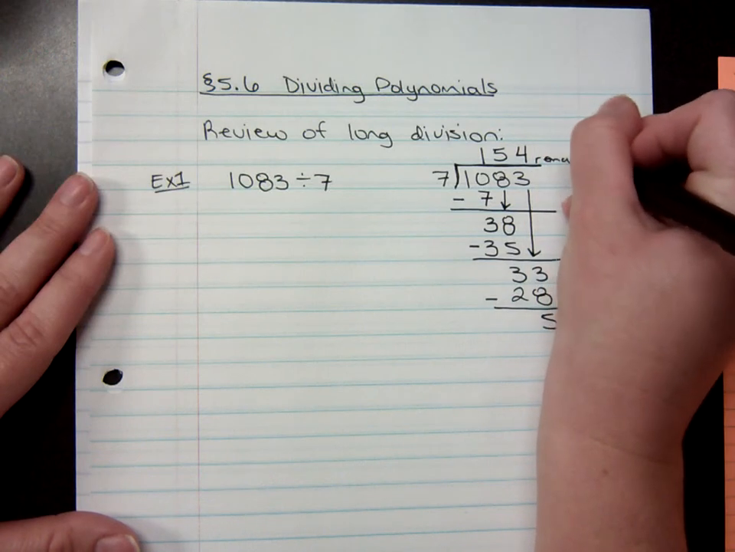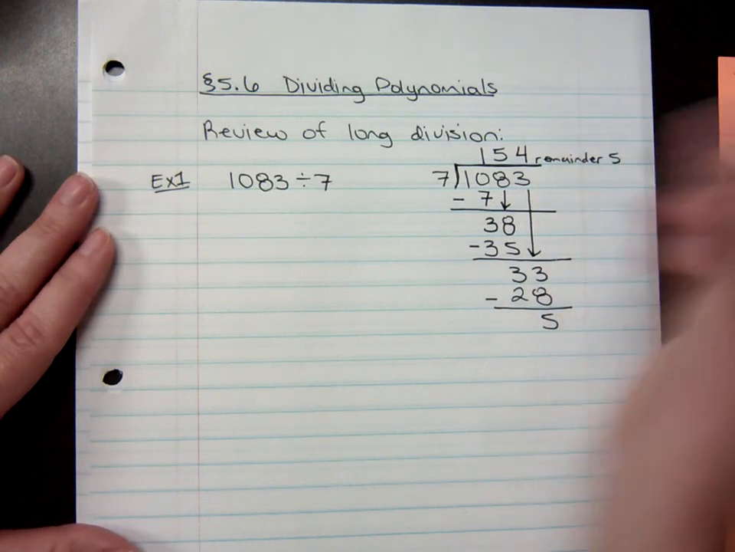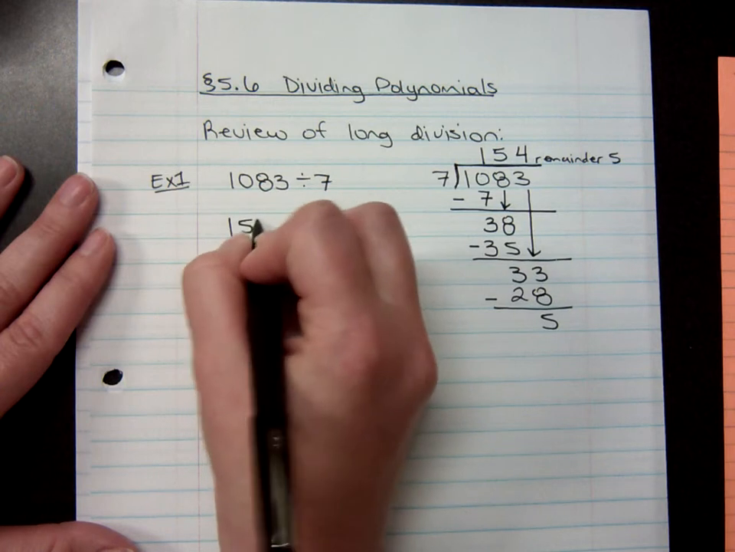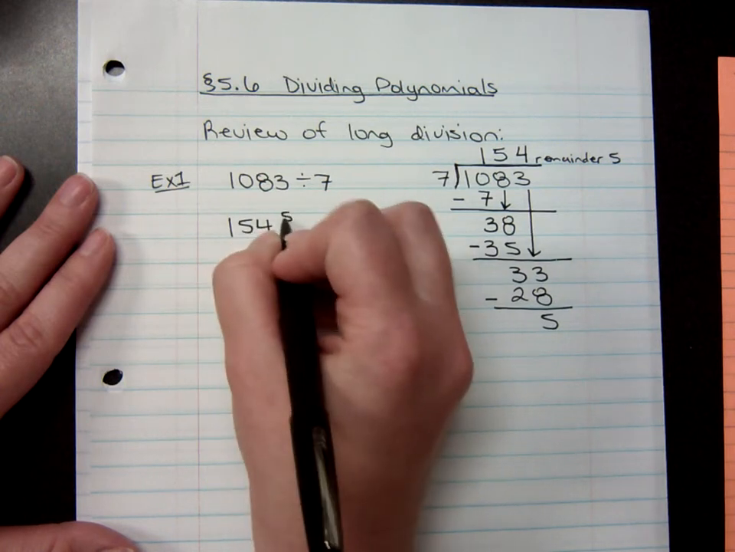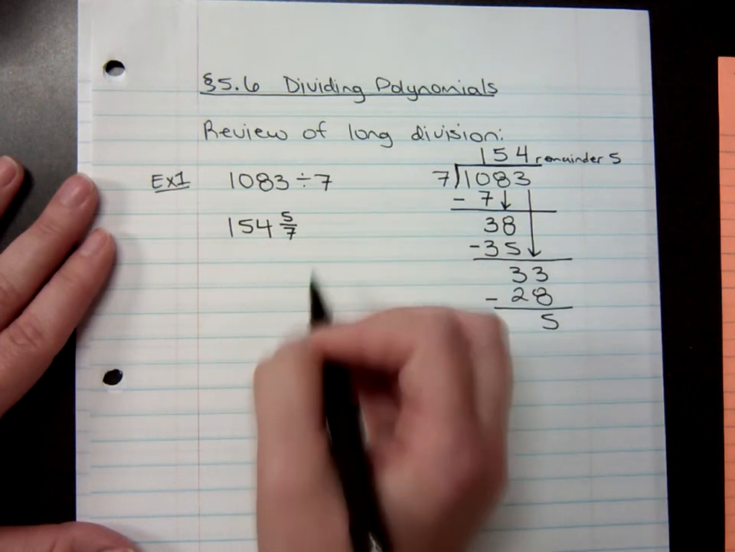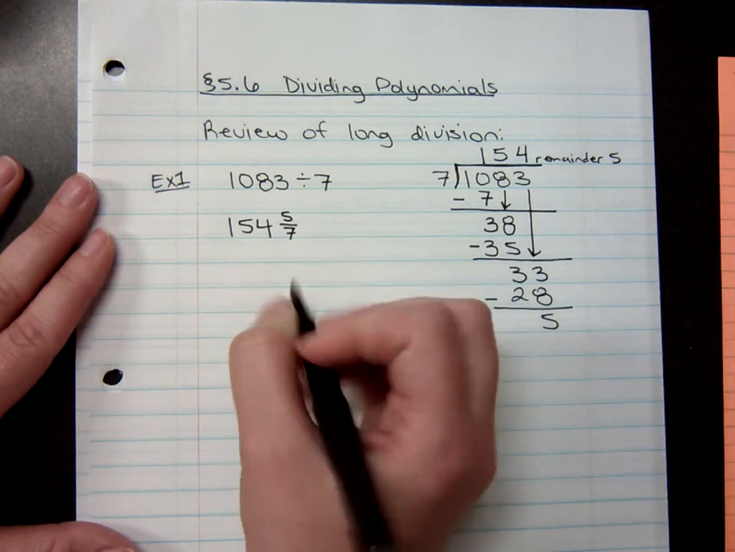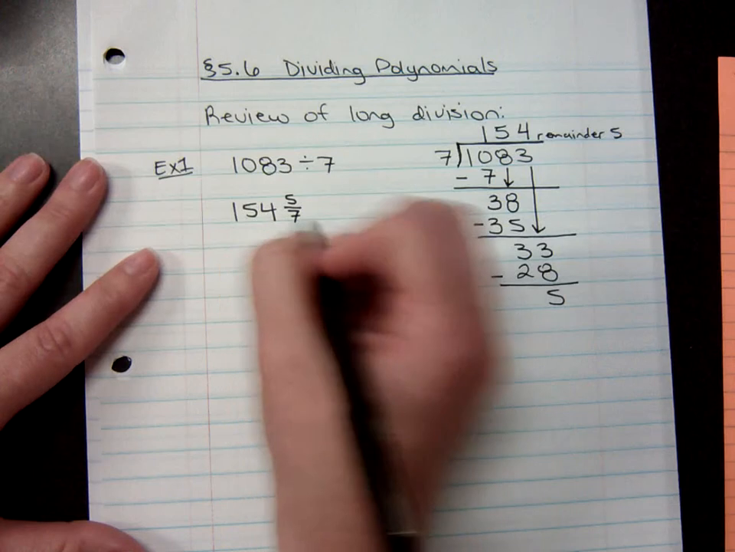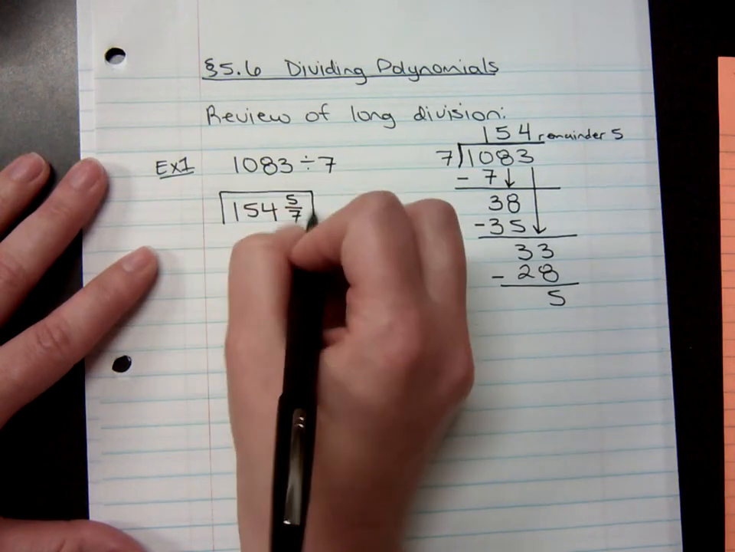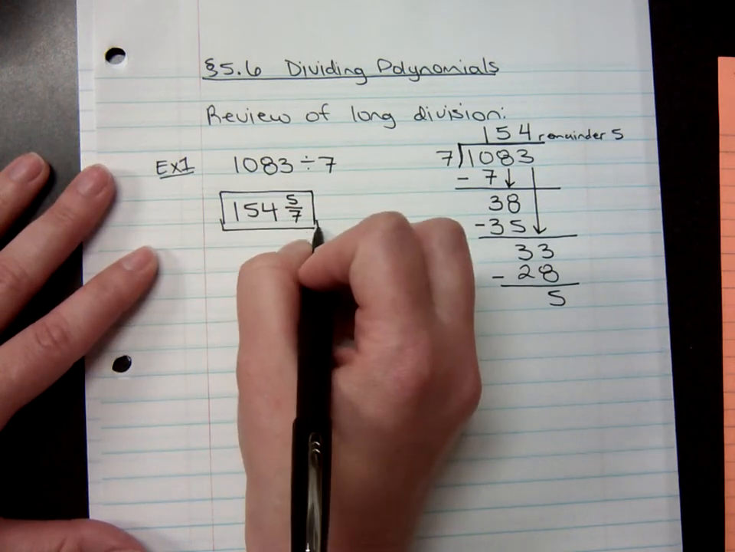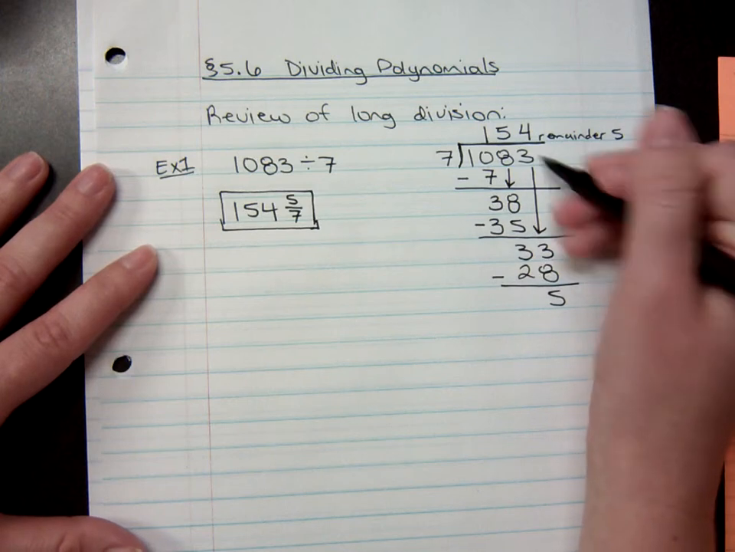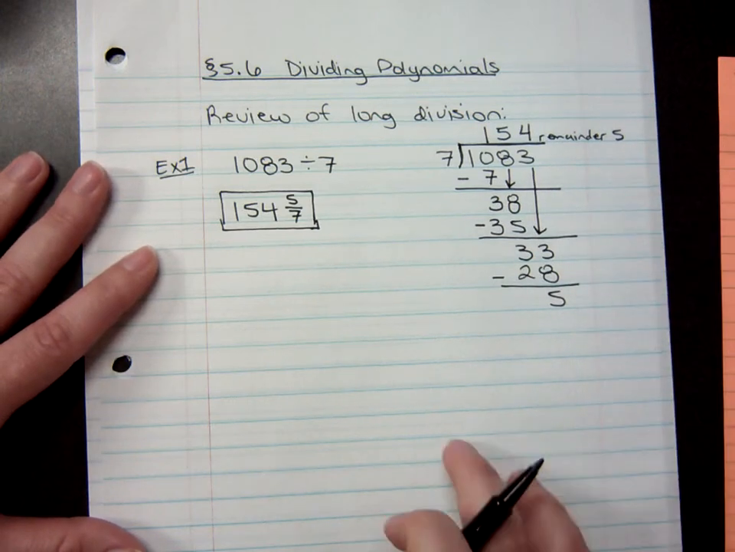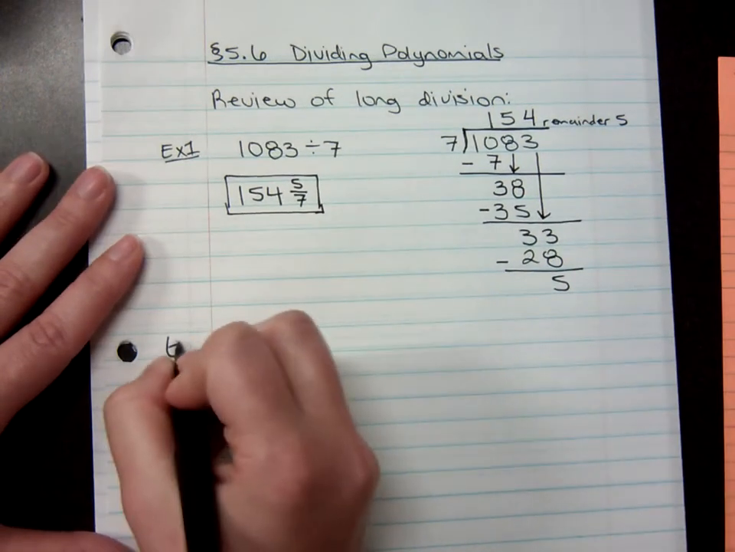So the remainder is 5, and the way we write that is 154 and 5 out of 7. A remainder of 5 out of 7. So your answer would be 154 and 5/7. It's again just kind of a review of doing the long way of dividing. Let's do that again.